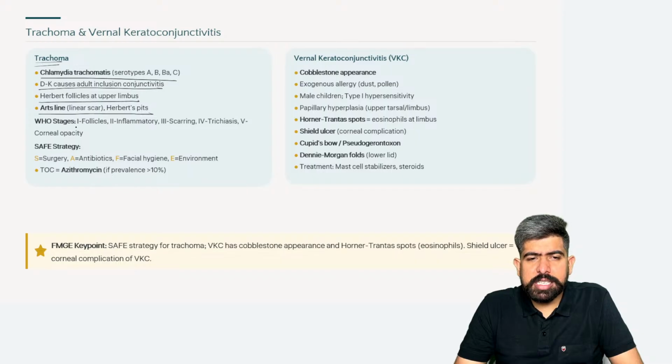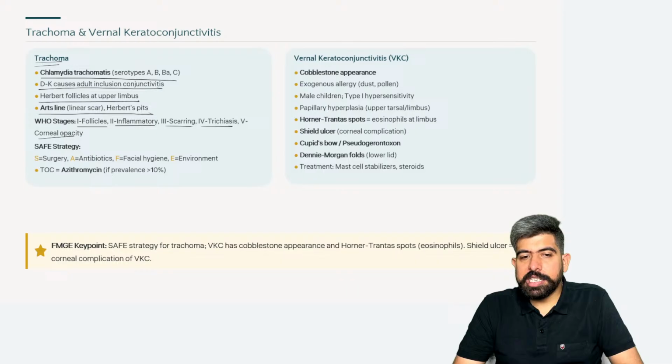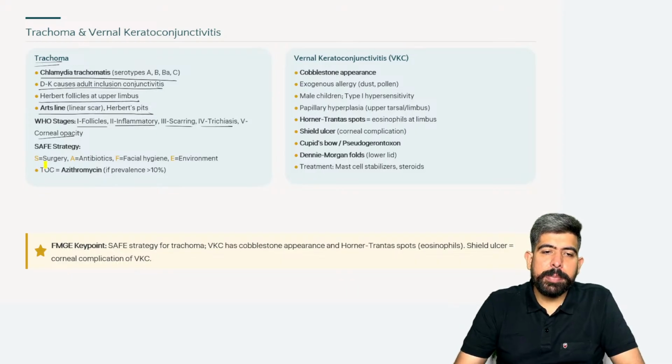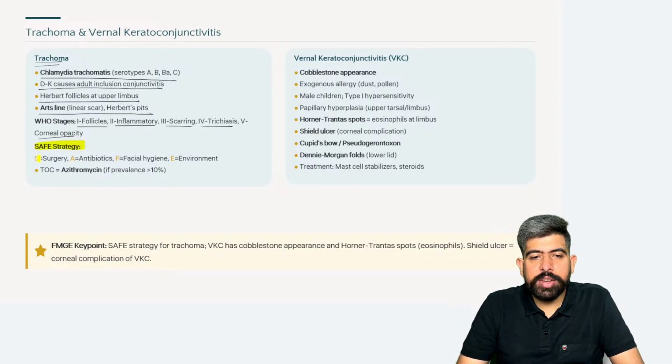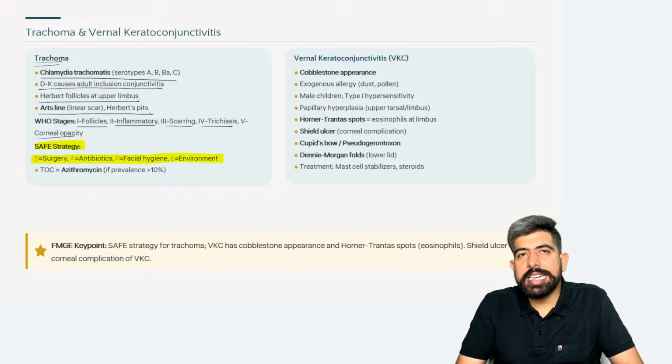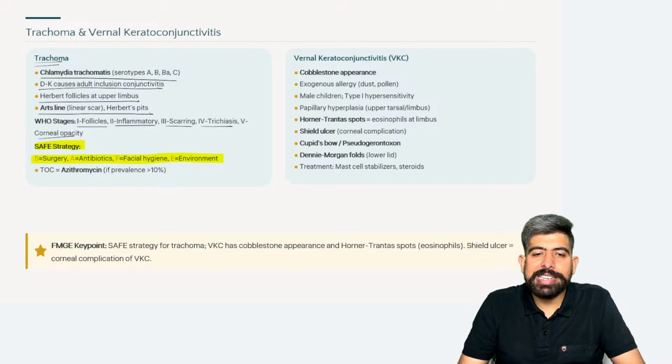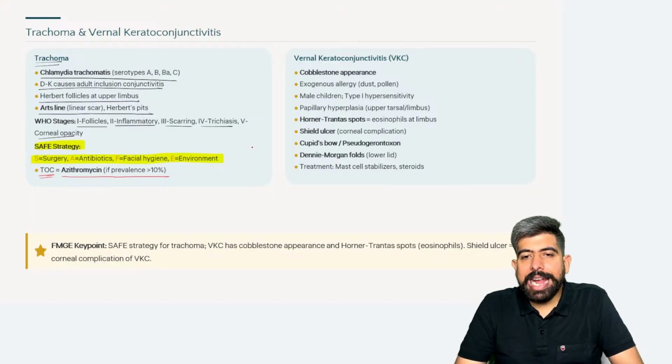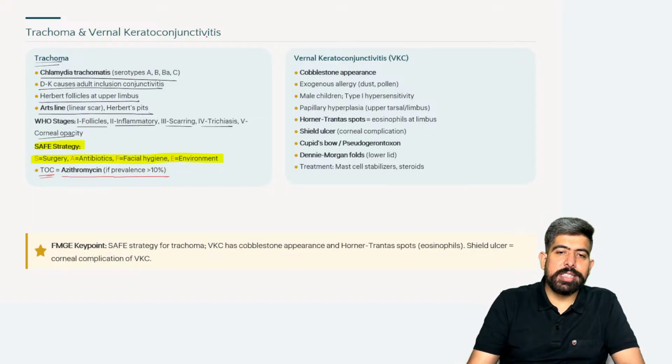The WHO staging says the first stage is follicular, second is inflammatory, third is scarring, fourth is trichiasis, and the fifth is corneal opacities. For the treatment, we are using the SAFE strategy, as you know very well. S stands for surgery, A is for antibiotic, F is for facial cleanliness, and E is for environmental hygiene. The treatment of choice nowadays is azithromycin, if prevalence is more than 10%. So azithromycin is the antibiotic of choice in these cases.